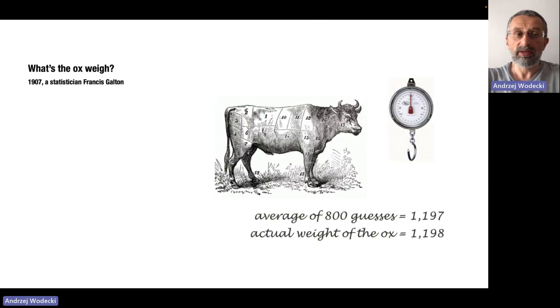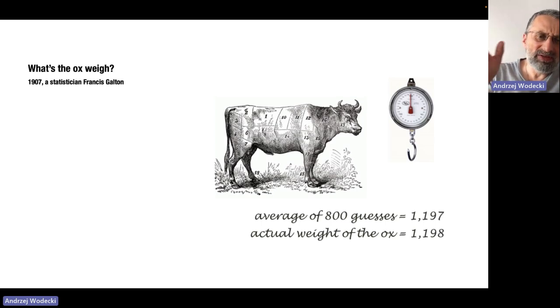The first experiments of this type were performed at the beginning of the previous century. There was a famous statistician, Francis Galton, who made in 1907 the following experiment. He put an ox, this animal, in the middle of the square and asked approximately 800 different people to estimate its weight.